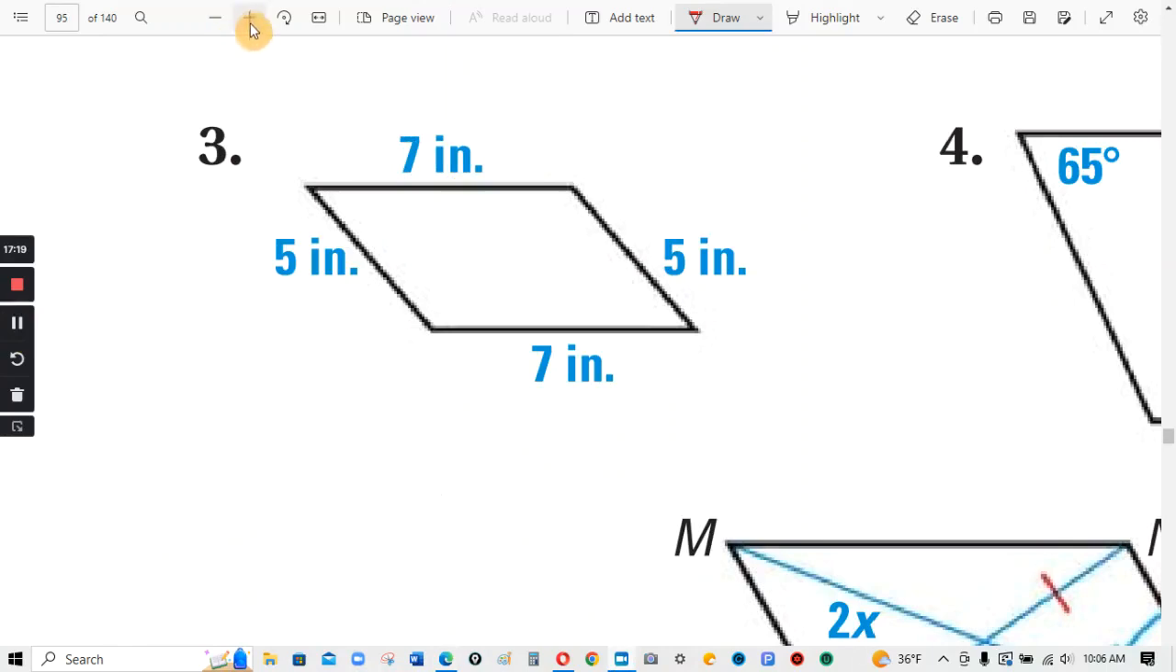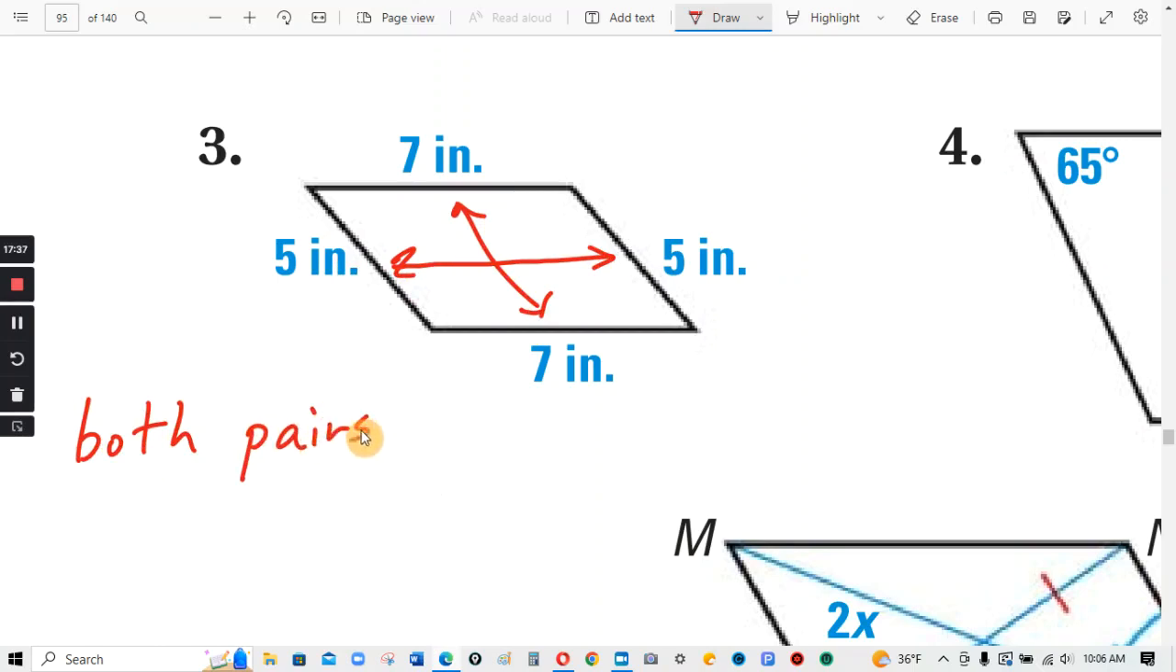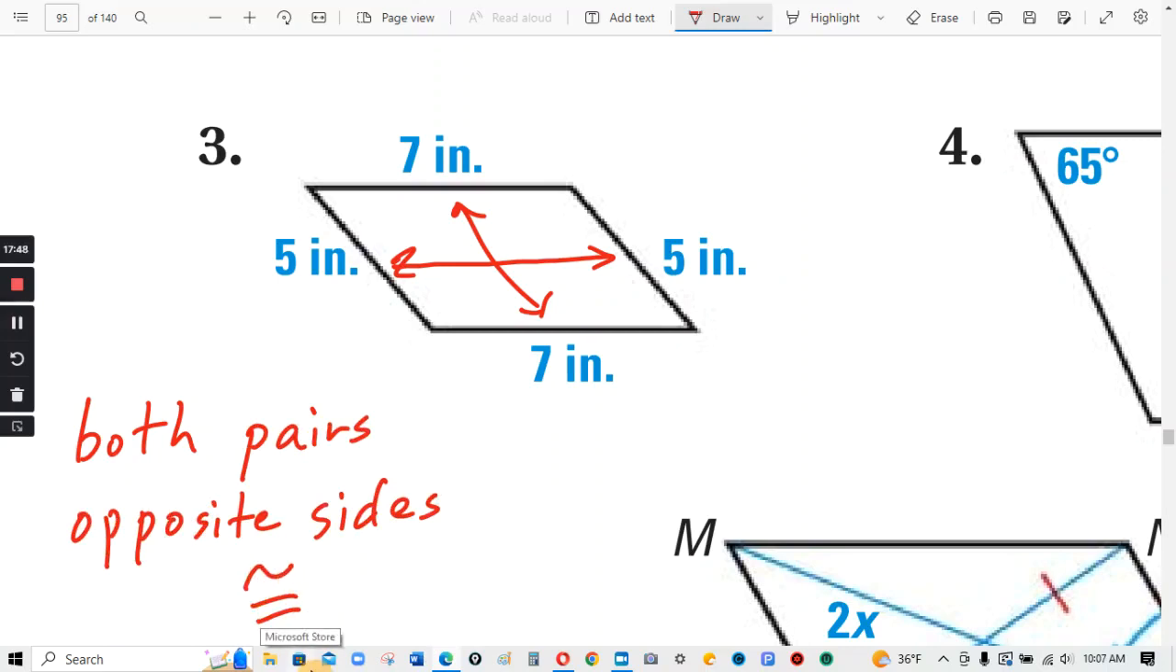All right, try number 3. If you look at opposite sides, the 5 and the 5 match, 7 and the 7 match. So what we have here for number 3, both pairs of opposite sides are congruent. That's for number 3.